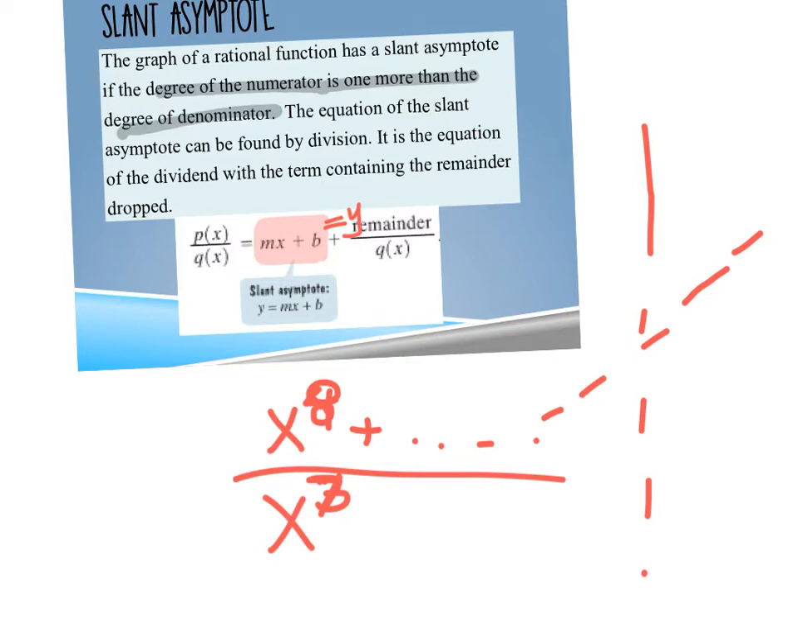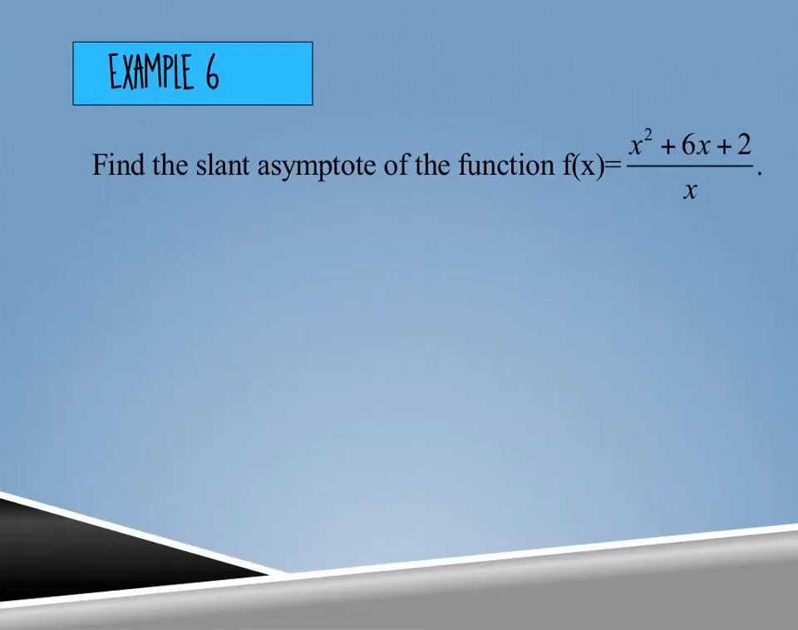No. There is none. Okay? So you can't have a horizontal and a slant. Does that make sense? Because the degree in the top would be bigger than the one in the bottom, which would mean it has no horizontal asymptote. All right, so this just says find the slant asymptote. So we're not graphing it yet, we're just finding it.